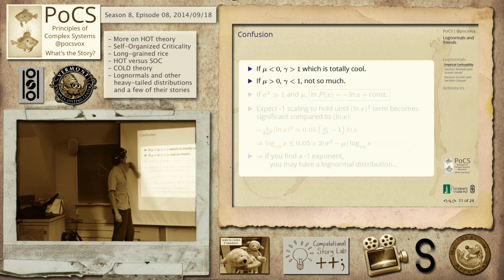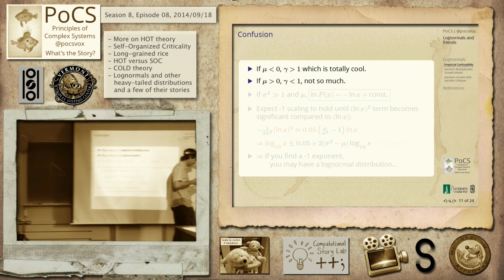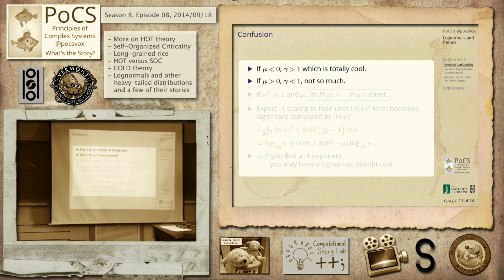This is bad. Okay, we can't have mu greater than 0. We get a distribution that doesn't look like a power law. I mean, it's still a log normal. It's fine. It is a log normal, and it will truncate. But it's going to be a weird one. We'd never confuse it for a power law.